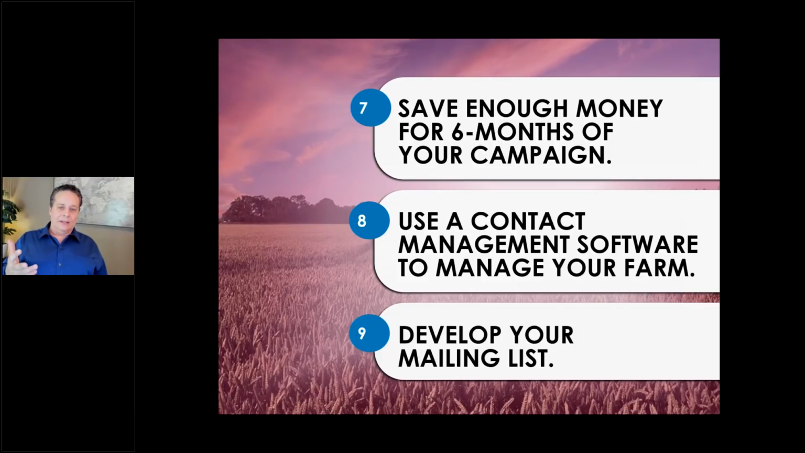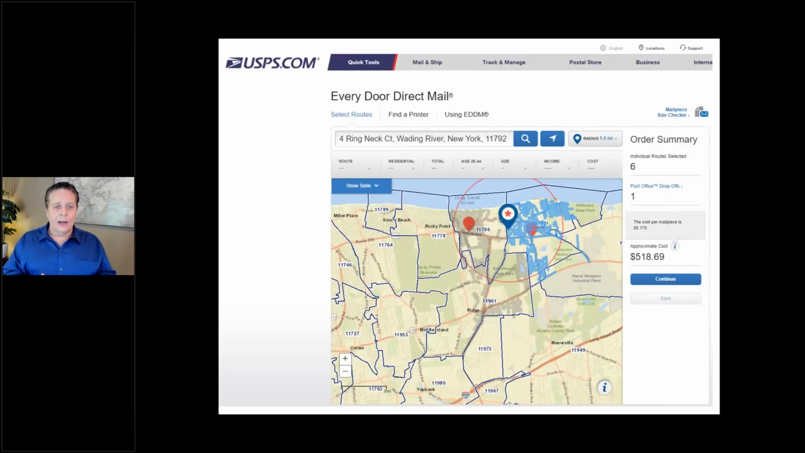And then develop your mailing list. So now, how can you develop your mailing list? I'll give you an idea here. The United States Postal Service, if you just Google, don't do it now, Every Door Direct Mail. It's called EDDM for short. What you can do with this is pretty cool: based on their carrier, how they deliver mail, you can punch in areas that you want mailing pieces to go to. And then you take your mailing pieces to the post office, and they will deliver it for you.